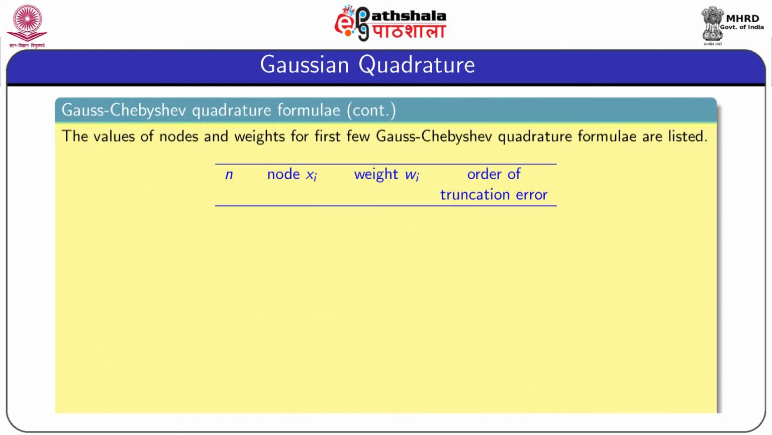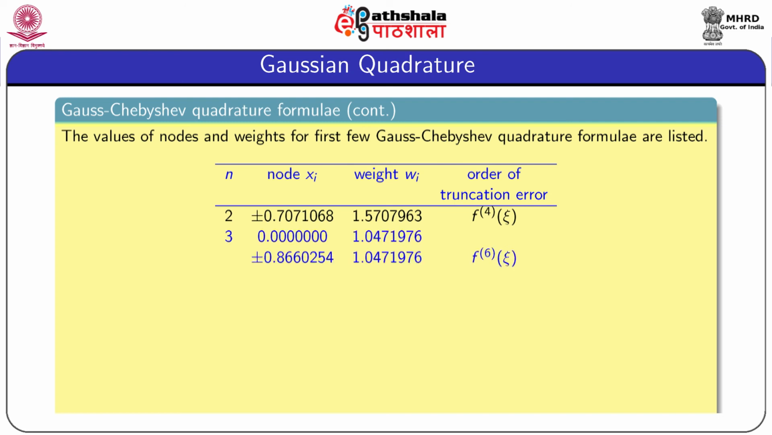The values of nodes and weights for the first few Gauss-Chebyshev quadrature formulas are listed below. For n equal to 2, the nodes xi are plus minus 0.7071068 and weights are equal. This is nothing but pi by 2, and the order of truncation error is the fourth derivative of f at xi. That means the 2-point Gauss-Chebyshev quadrature formula gives the correct answer for polynomials whose degree is up to 3.